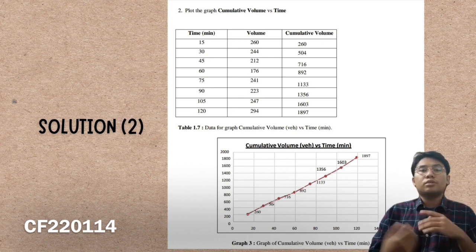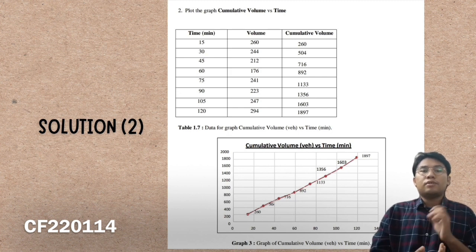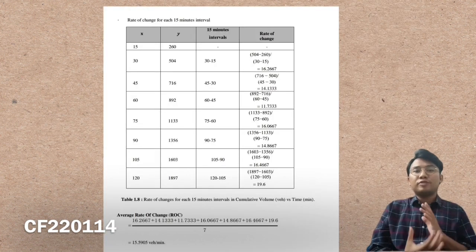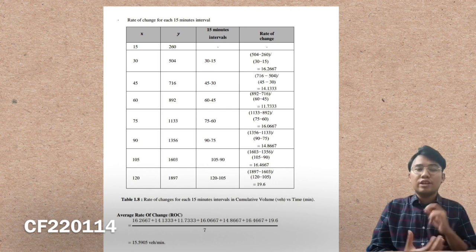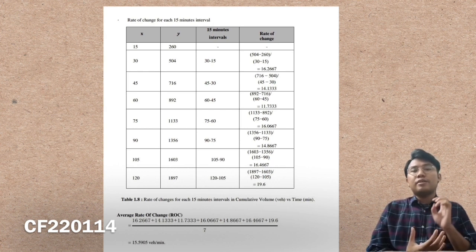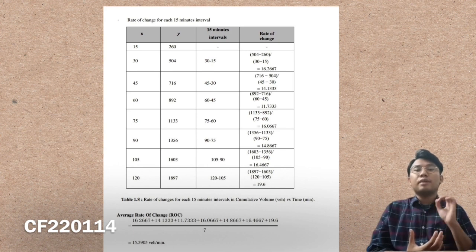After getting all the cumulative volume data, plot the graph with cumulative volume on the y-axis versus time on the x-axis according to the data. Then I create a table for rate of change by listing down the x and y values, then identify the 15-minute interval by x2 minus x1. After that, find the rate of change by y2 minus y1 divided by x2 minus x1. Then you will get the value of rate of change.